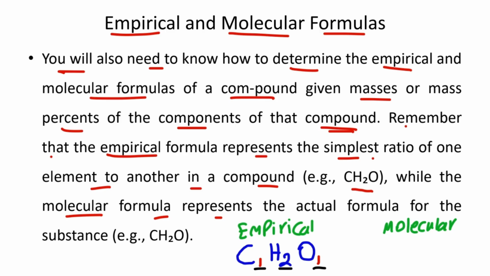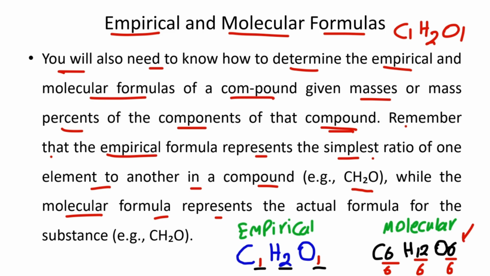Okay? So for another example, we have C6H12O6. So this is a molecular formula. Why? Because you can divide the numbers of the compound. Okay, so we have 6, 12, 6. We can divide all of them using the number 6. And the product will be C1H2O1. So basically, whenever you can divide the number of the atoms, it is molecular. Whenever you can't, it is empirical.